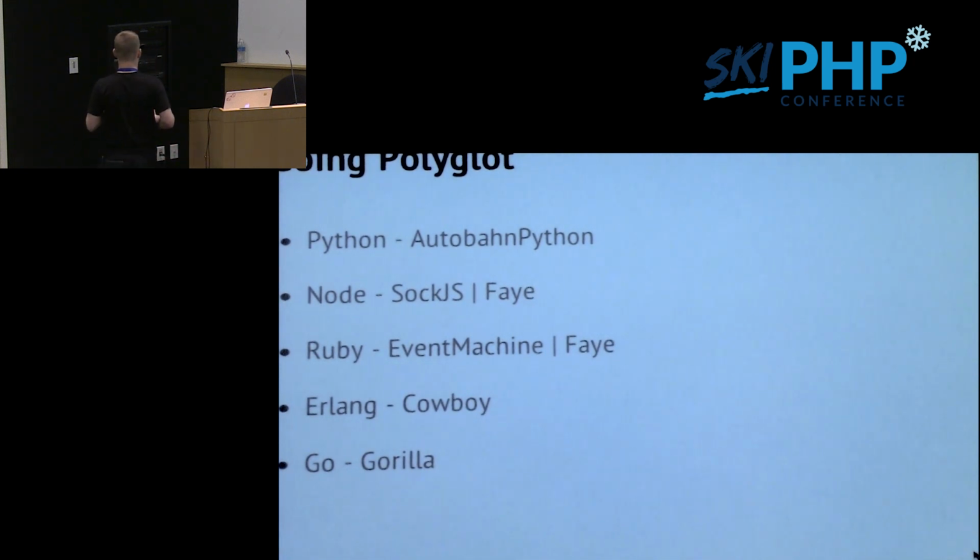Node is very popular right now. It is asynchronous by default. It is not a synchronous language. And it's kind of easy to get going with, and that's why it's very popular right now. Erlang has Cowboy, and Go has Gorilla. And Erlang and Go are both meant for concurrency from the get-go. That was their fundamental design when the language was created.